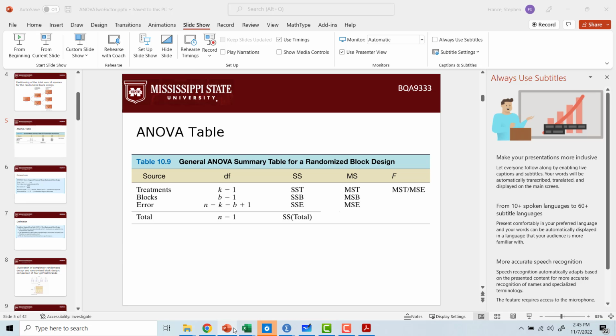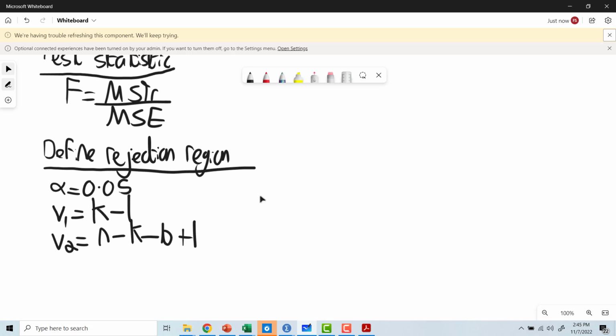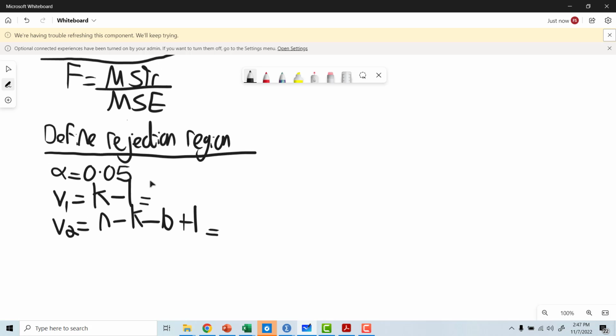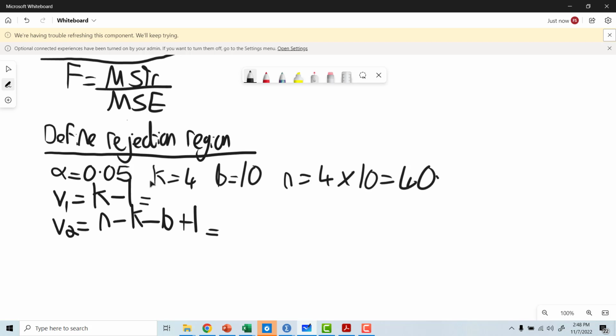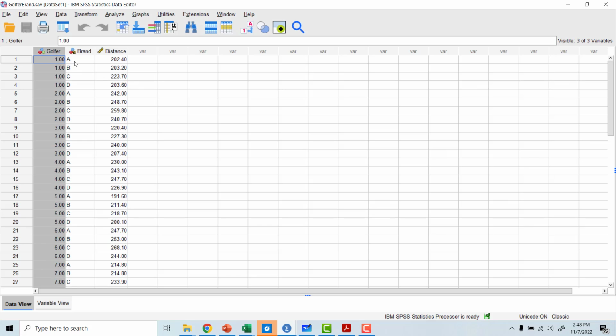So let's go back to calculating degrees of freedom. So here we had 4 brands. So k equals 4. We had 10 golfers, so b equals 10. And our total number of observations is going to be 4 times 10 equals 40. So again, if you were to go back to SPSS, you would literally have the 40 observations here.